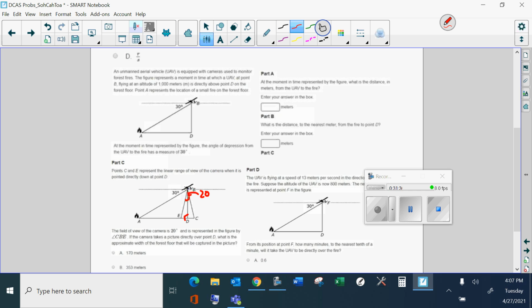What's the approximate width of the forest floor that will be captured in this picture? So that would be that distance right there they're looking for. So it's splitting it. Okay, 20 degrees, so that means each one's going to be 10. This is isosceles. It's going to go out the same, so that means these base angles are congruent. This is 10, so therefore this down here is 80 degrees.